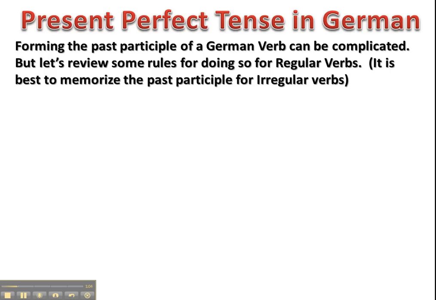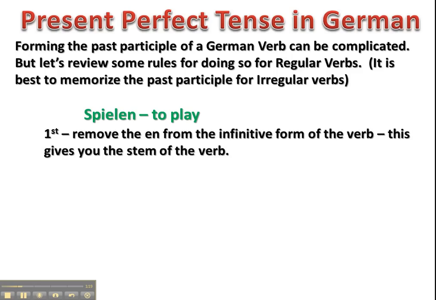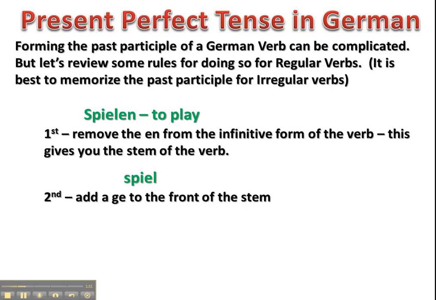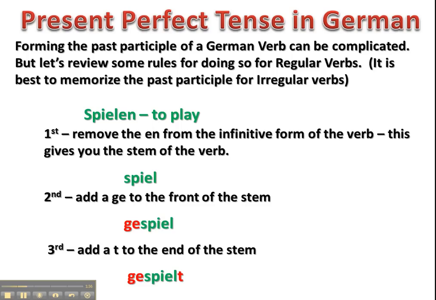Forming the past participle of a German verb can be complicated, but we will review some rules for doing so. For irregular verbs, it is my recommendation that you memorize the past participle. Take spielen, to play. To begin to form the past participle, you will remove the en from the infinitive form of the verb, and this will give you the stem of the verb, or the root. Then you add a ge to the front, and finally a t to the end to get gespielt. Ich habe Fußball gespielt.